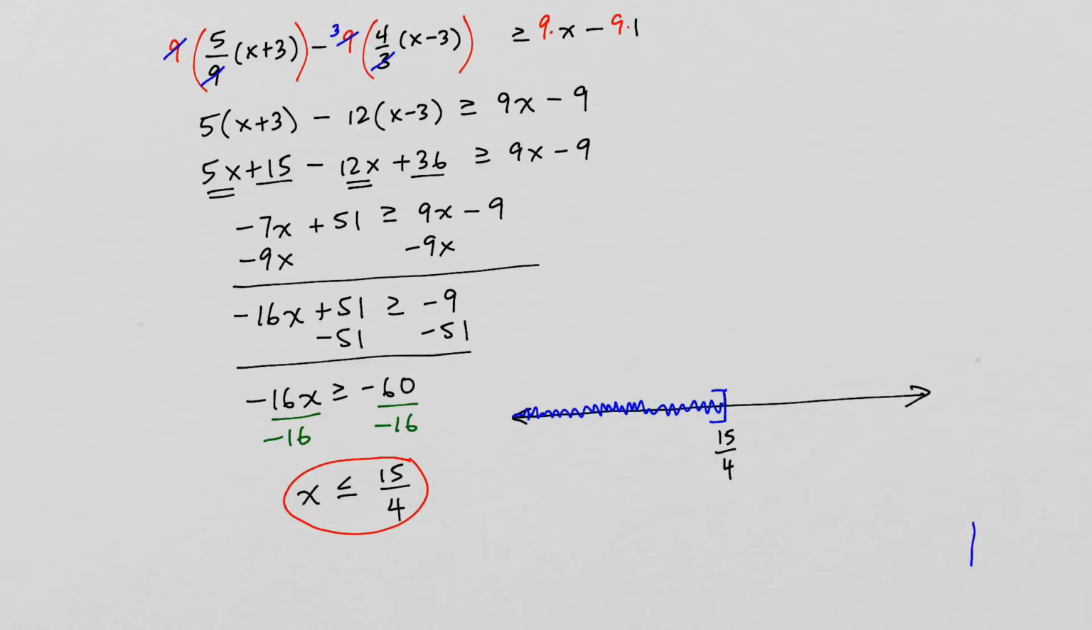And so now in interval notation, we're going to write this answer as all the numbers starting at negative infinity on the left and going all the way up to 15/4 on the right, not including the negative infinity and including the 15/4. Okay, let's move on.